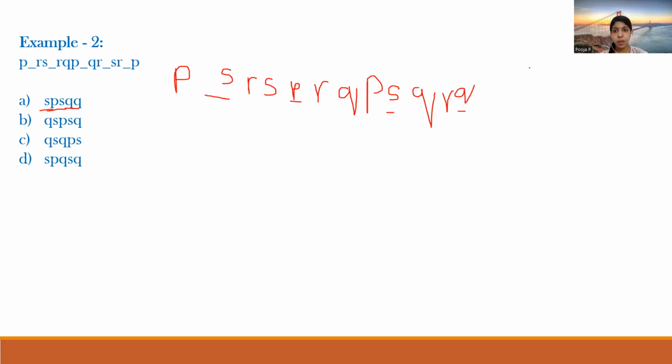Q R Q S R. Again you're supposed to fit Q, and at the end you have P. So do we have any pattern? PSRS, PRQ, PSQR, QSR, QP. No, there is no pattern if you clearly notice. Right.